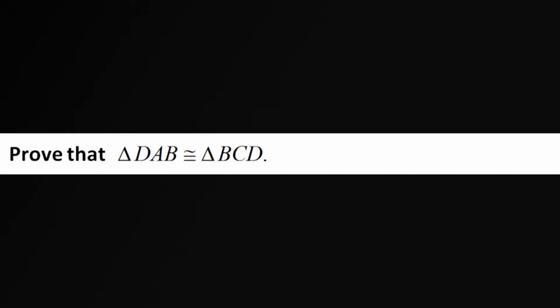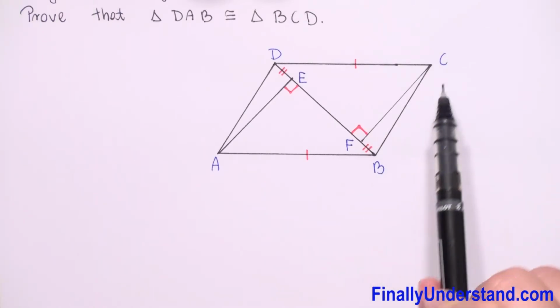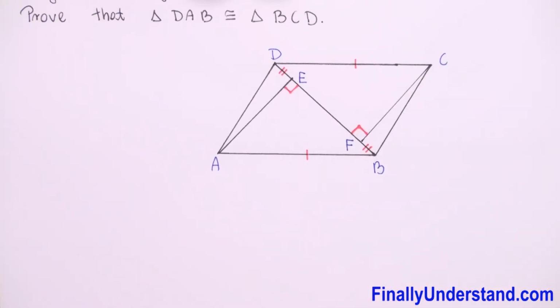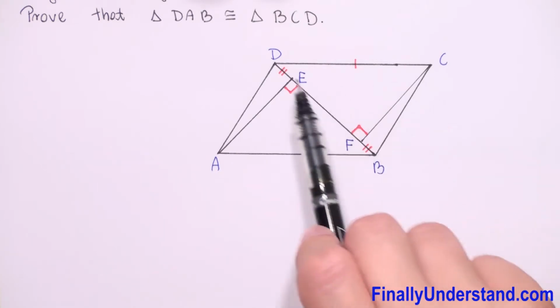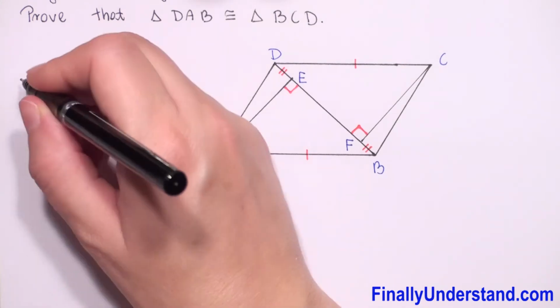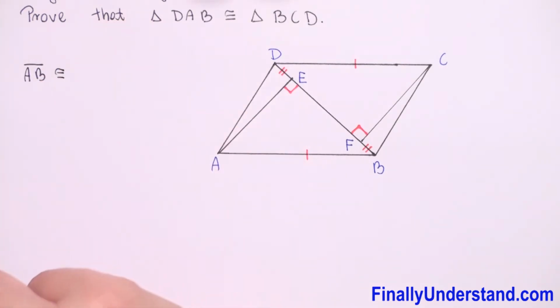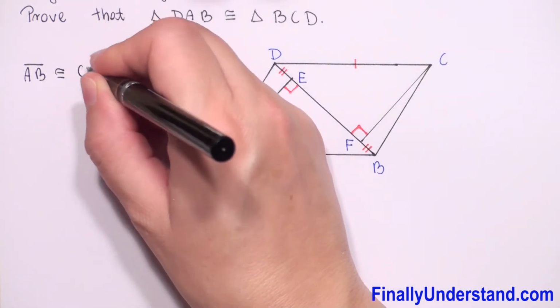We have to prove that triangle DAB is congruent to triangle BCD. So first, what we have given? We have given that AB is congruent to CD. So let's write this. AB segment is congruent to CD segment.